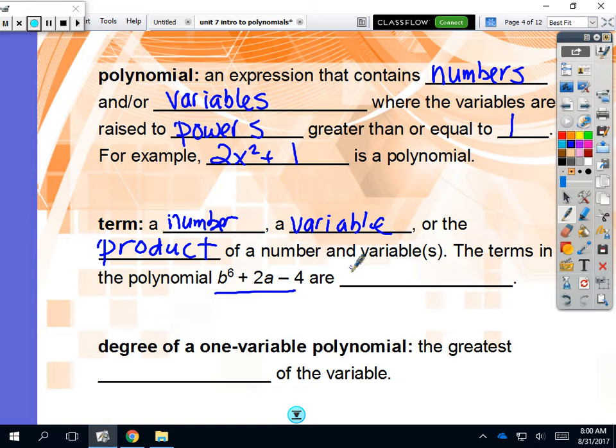So you should be thinking ahead and trying to predict what I'm going to say. Normally I would stop here and have my students say what the terms are. So you can think about that. What are the terms? Well, the first term is b to the 6th power. The second term is positive 2a, so we're just going to write 2a. And the third term is negative 4, because that's minus 4. So those are your 3 terms.